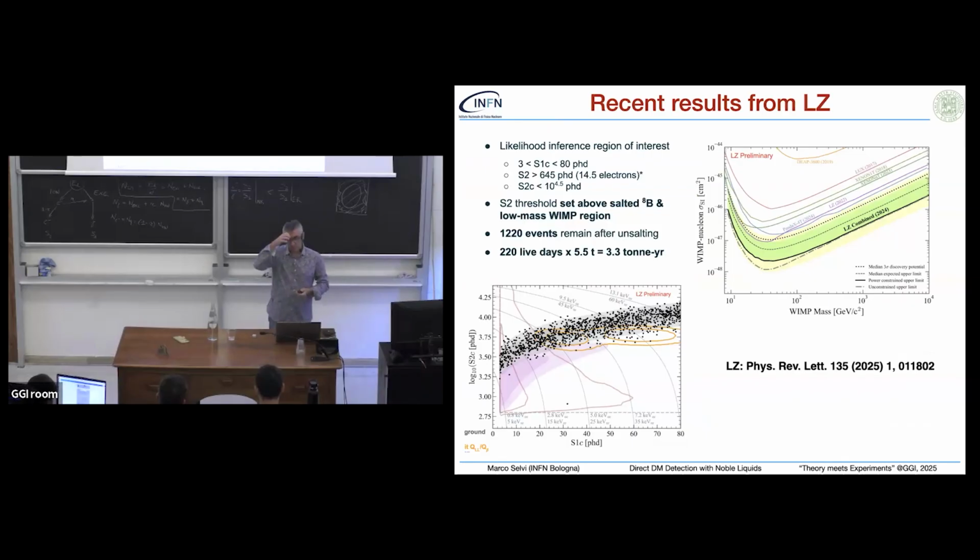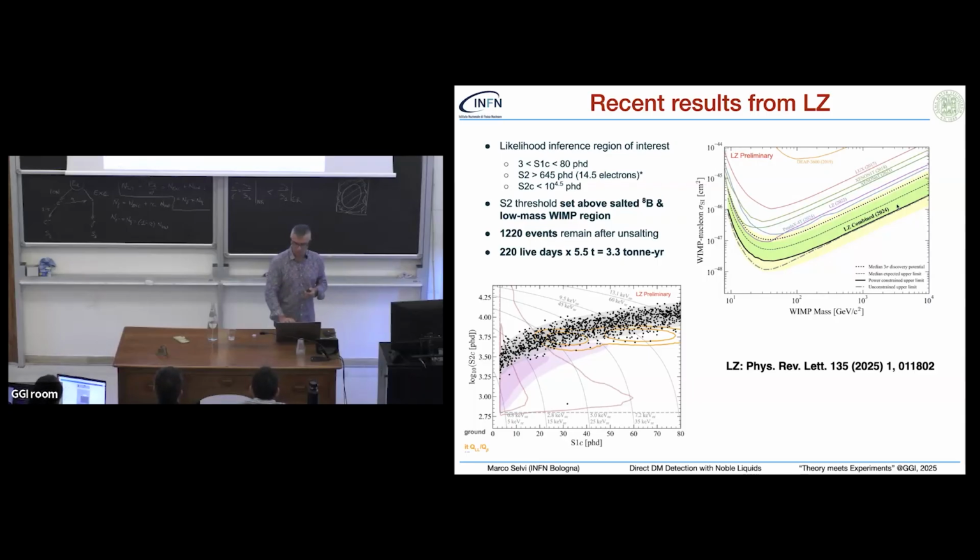Recently, there was this result from LZ that is currently the best in the world. They have this very nice limit, also with an under-fluctuation with respect to the median sensitivity. When you have these bands, what you are saying is that the sensitivity, so the power, the performance of your experiment allows you to explore this region here with 68% the green area and 90 or 95% the yellow area. And then the result that you obtain in that set of events is what you draw, in this case, with the black line.